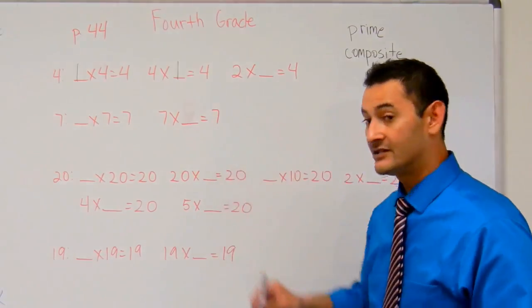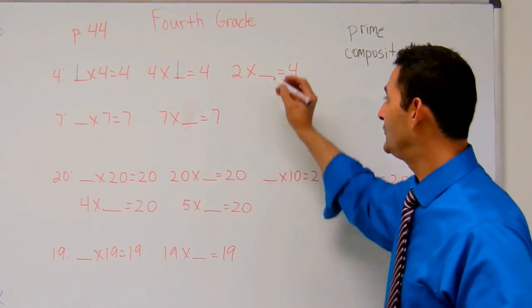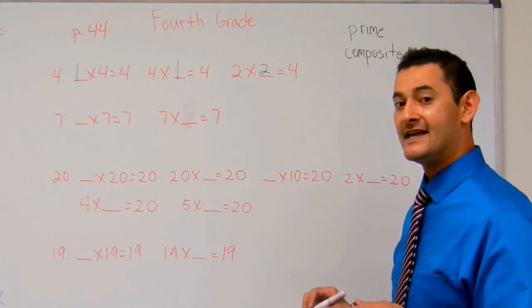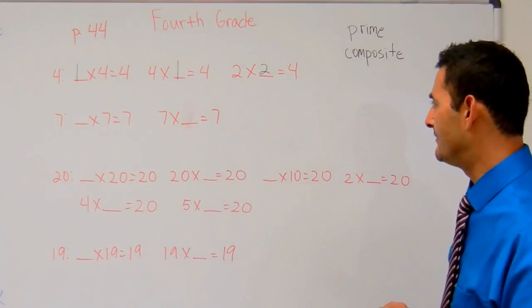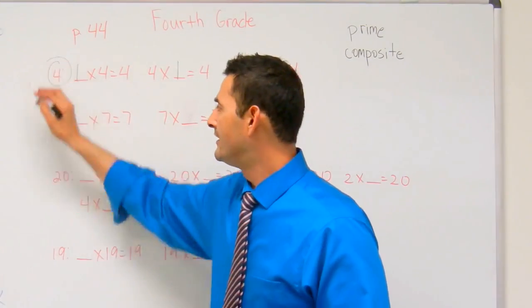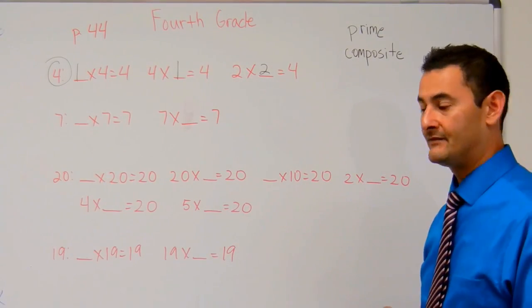And now, there's another way. 2 times what equals 4? That's right, 2 times 2 equals 4. Now, is this here a prime number or a composite number? Is the number 4 a prime or composite number? Let's talk about that for a second, okay?